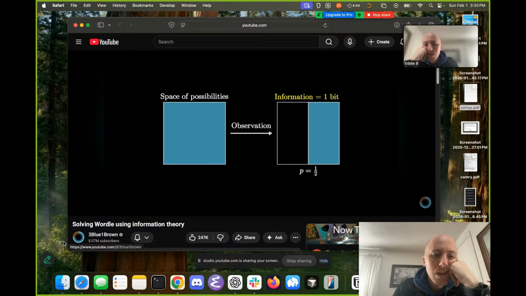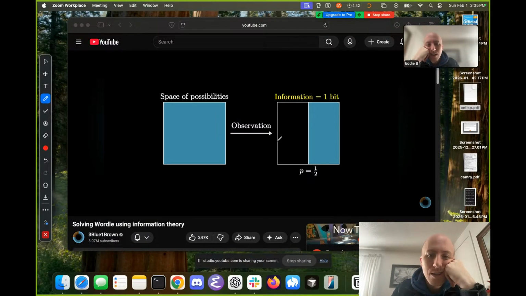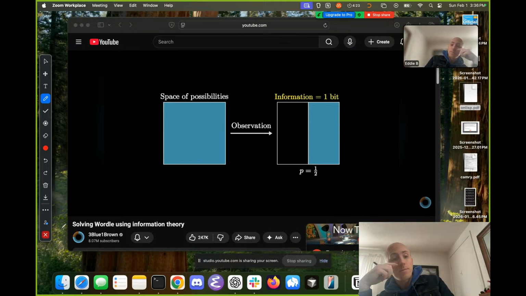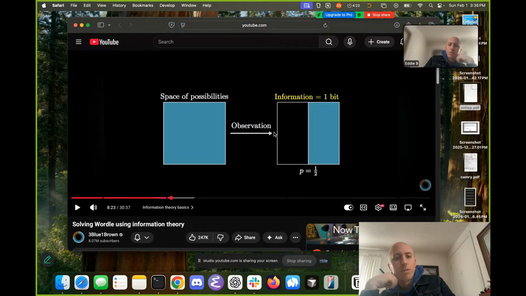Okay, I'm struggling to connect this to probability though. So he's saying this observation cuts your possible candidates in half, and this is the part where I'm still confused. He's saying that has a probability of 1/2 of happening. Maybe the 1/4 would be easier to understand.